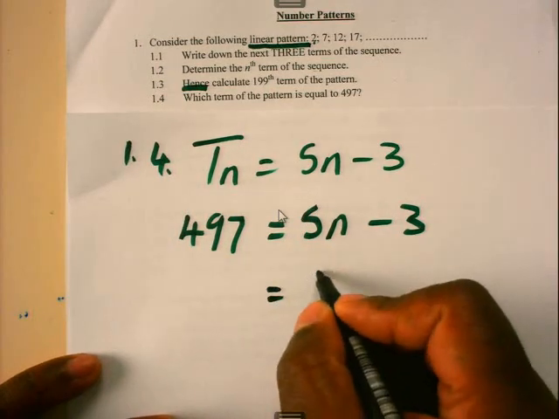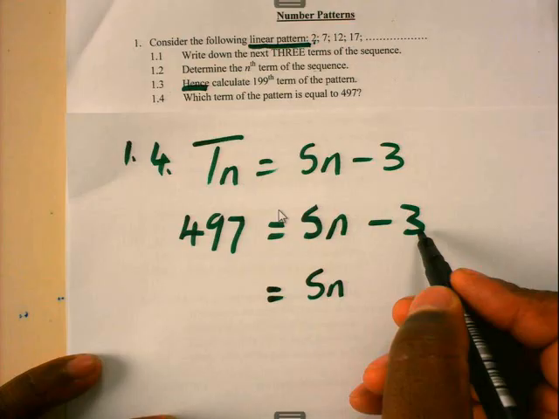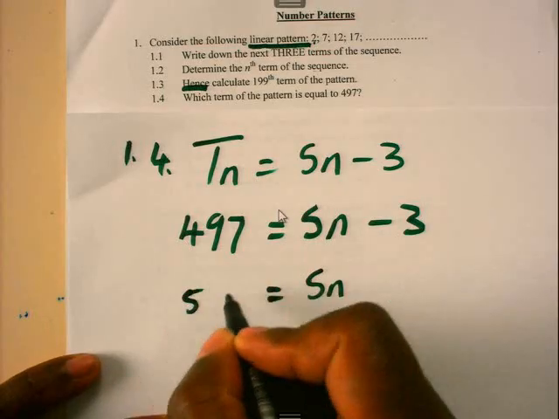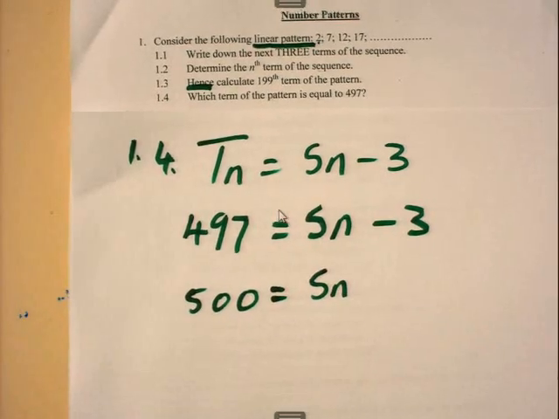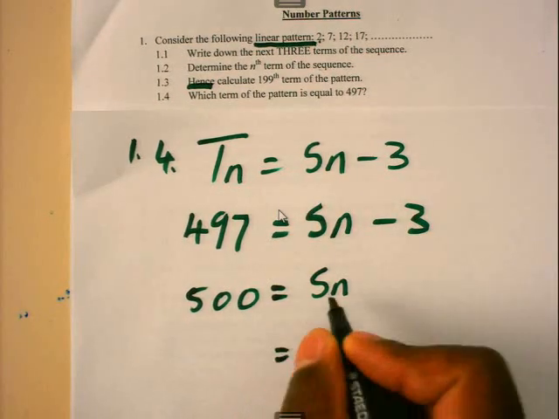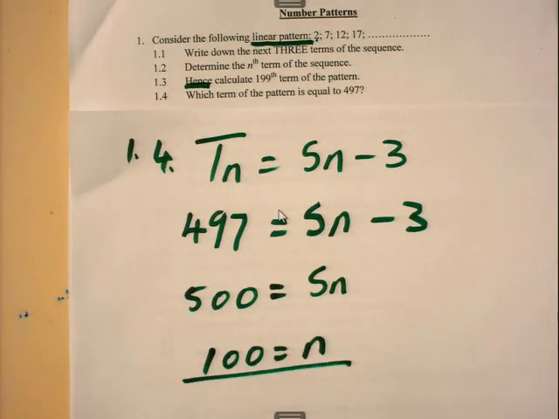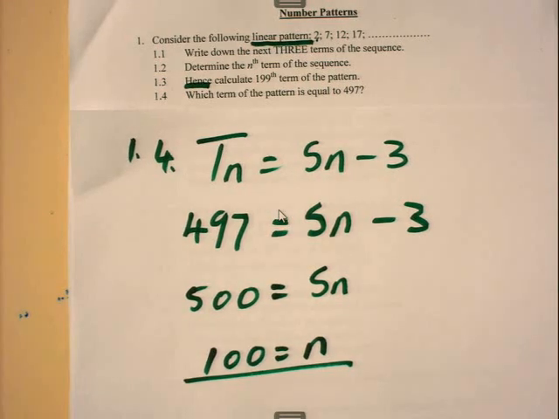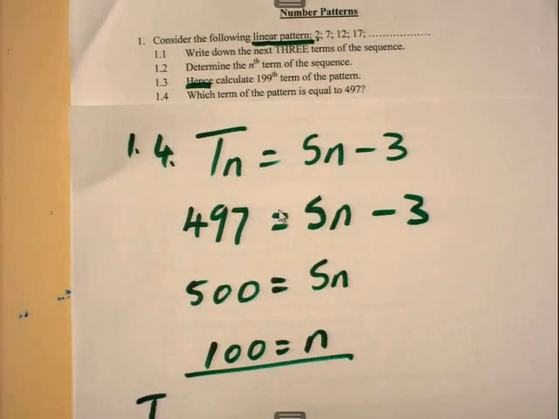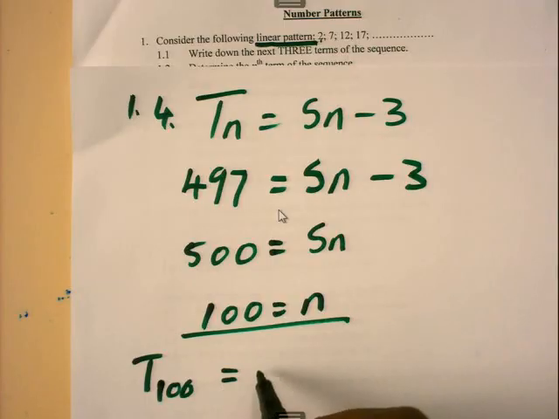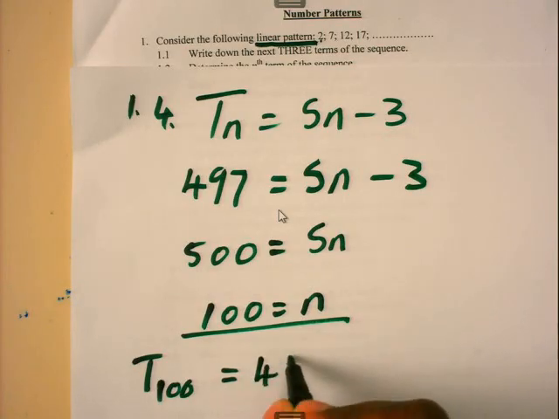For us to solve for n, here is 5n, and you've got minus 3 here. You transpose it to the left. Then you've got 497 plus 3, which will give you 500. 5n is equal to 500. Now we just have to divide by 5 both sides to determine the value of n. If you divide by 5, you'll be left with n, and 500 divided by 5 is 100. So n is equal to 100. What does that tell us? It therefore means term 100 is the one that is equal to 497.